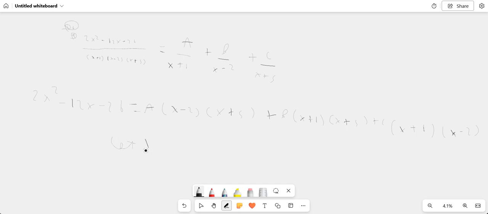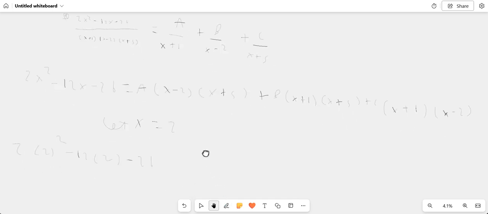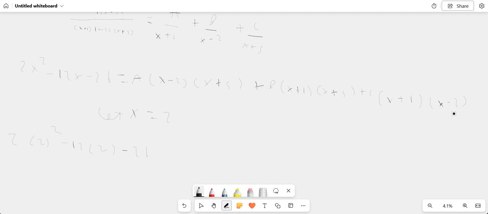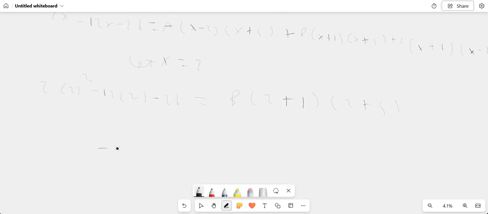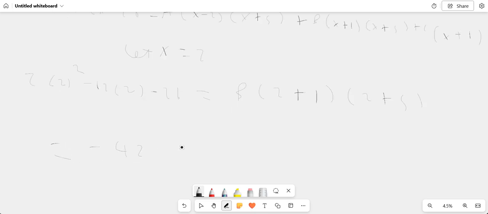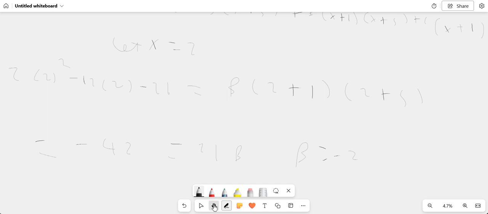And obviously, let x equal 2. So on the left hand side, we've got 2 open bracket 2 squared minus 2 open bracket 2 minus 26. And obviously that's equal to, just forget about a because that's going to be 0. Forget about c, that's going to be 0. So that's equal to b open bracket 2 plus 1, 2 plus 5, yeah? Alright, cool. So therefore on the left hand side, we're going to get minus 42. And on the right hand side, we're going to get 21b, yeah? So therefore b is equal to minus 2. Alright.